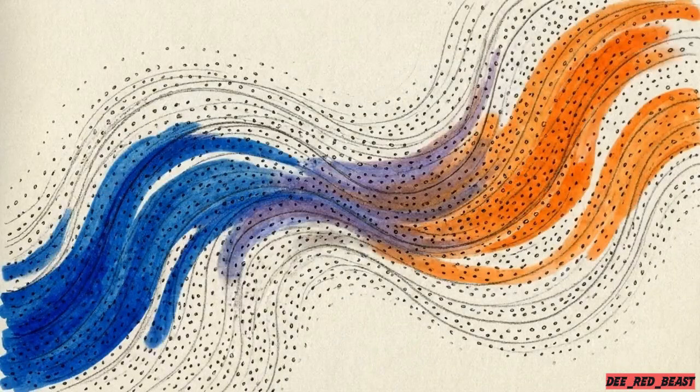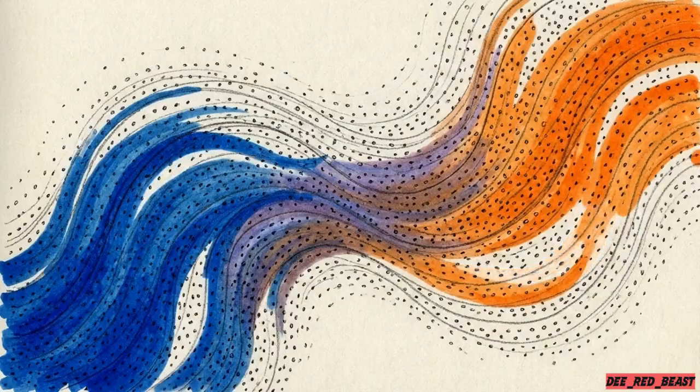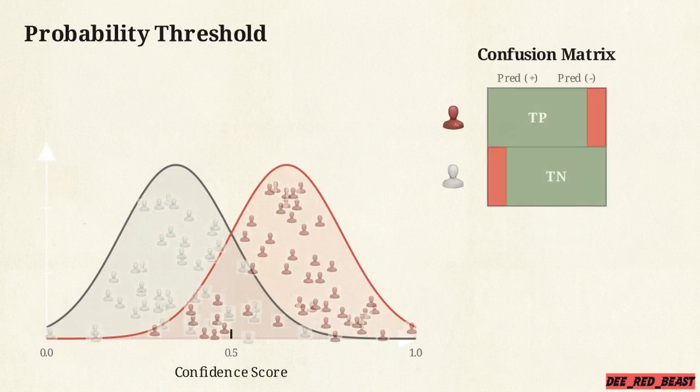A common misconception about these classifiers is that they naturally output strict binary answers. In reality, models don't produce ones and zeros. They output continuous probability scores, indicating their confidence that a data point belongs to a specific class. This distribution curve shows that to turn those fluid probabilities into a definitive prediction, a human must draw a line. We call this the probability threshold.